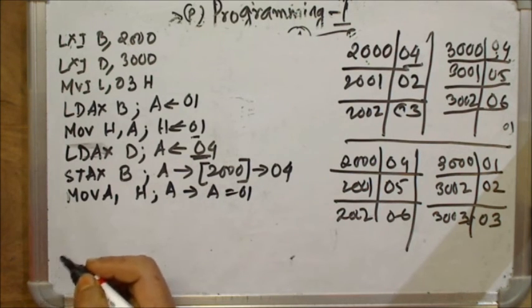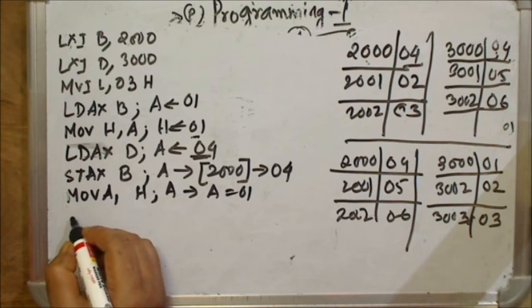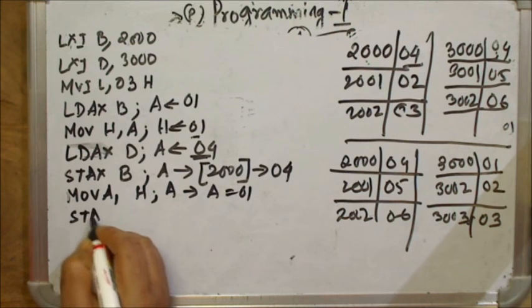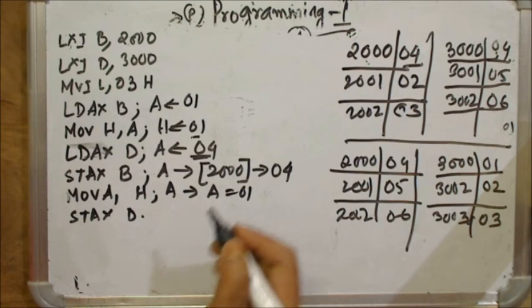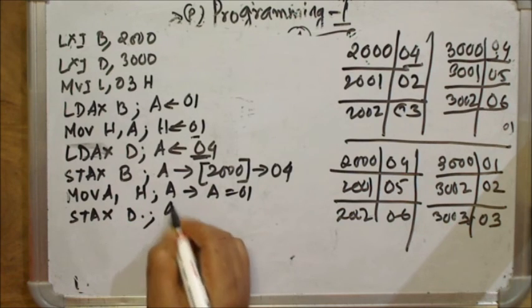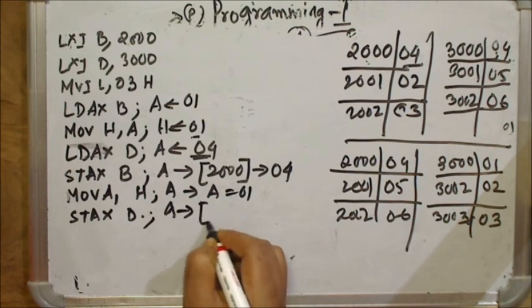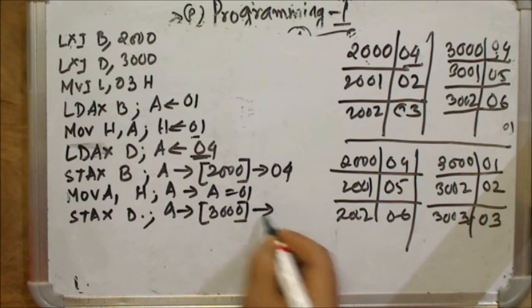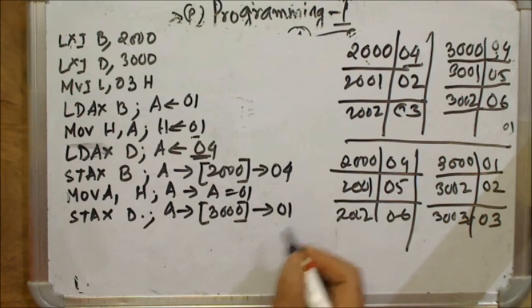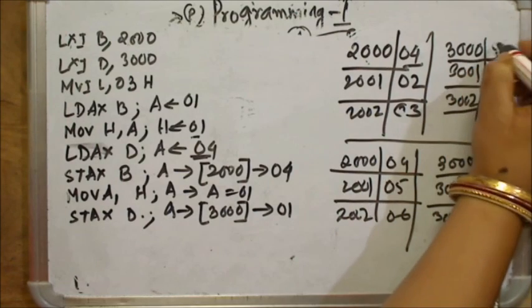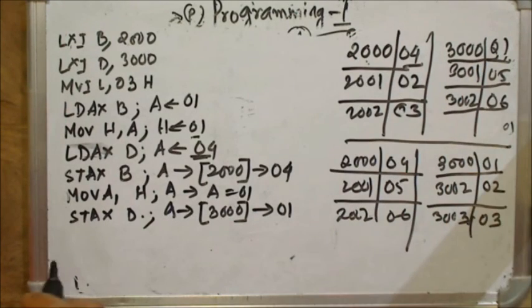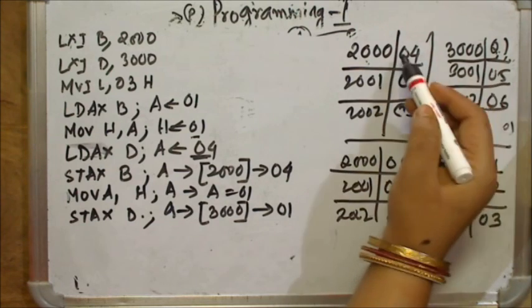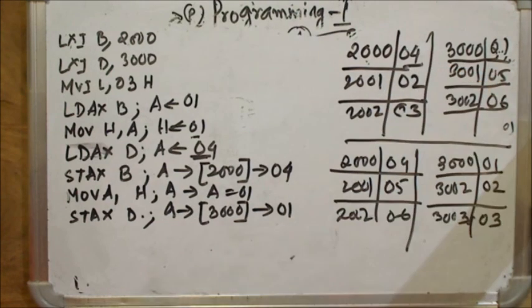Okay, so from A stored in the location pointed by DE pair, that is STAX D. So the data of A will get stored in the memory location pointed by DE pair, that is 3000, that is 01. That is 3000 will be storing 01. So one exchange is over. 01 has gone there and 04 has come over here. See, one exchange is over.